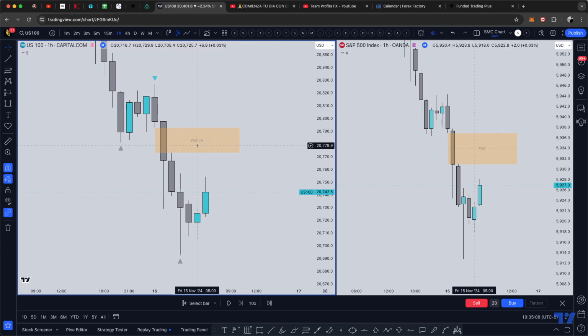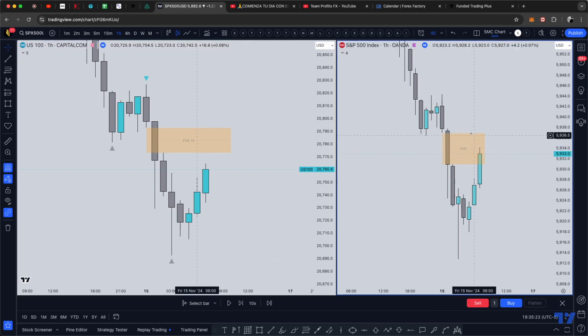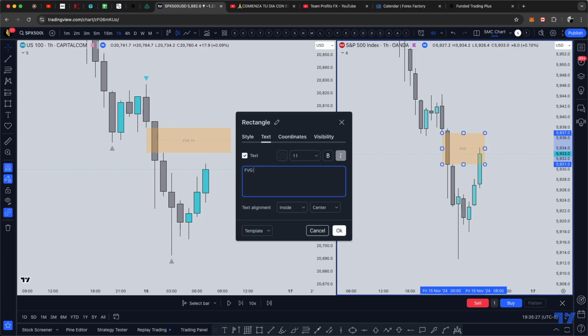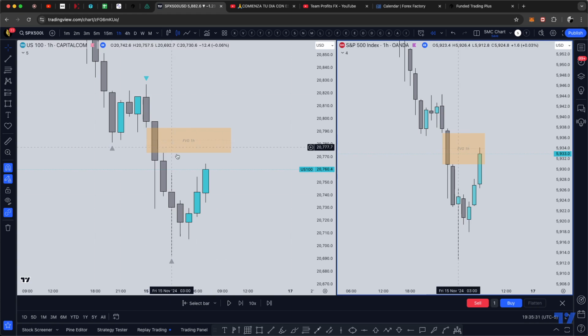Once that is detected, okay, all you have to do is simply wait for price to come into it. Let's see which pair is going to get inside of that fair value gap first. So we're seeing here that now S&P 500 is the first one getting into that 1 hour, right? Remember, here 1 hour. S&P is the first one getting in. Nasdaq has not gotten in yet.